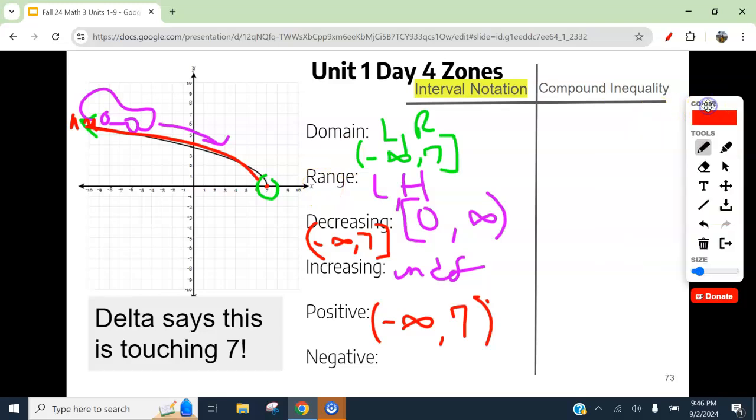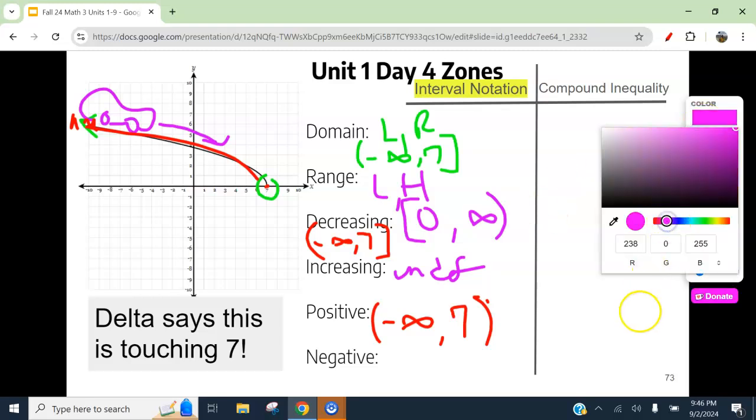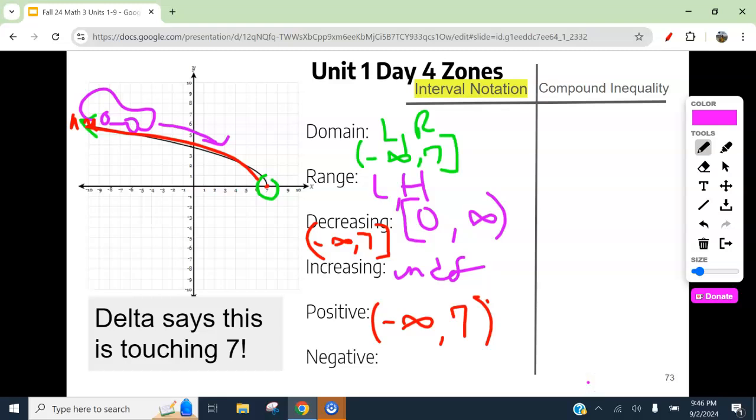So let me talk just a moment about compound inequality. It's a different way of writing these answers. Again, Delta will show you this explanation. Hopefully I can turn that off, because I think I figured it out. So we could be any spot in here. Let's call it x. x is anywhere between negative infinity and 7.